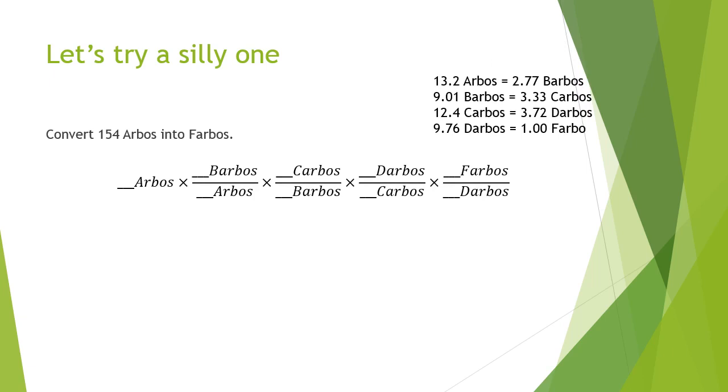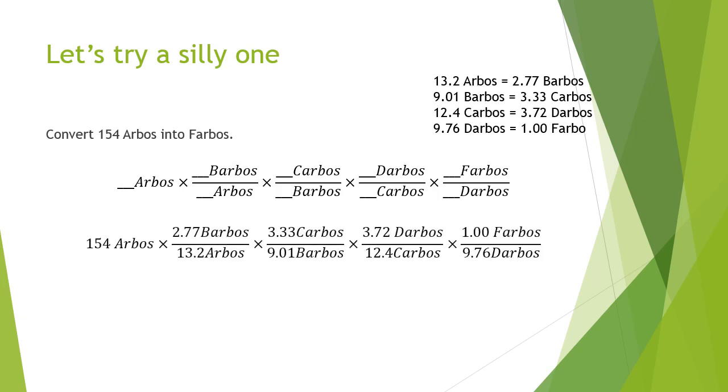So now you can see that in order to get from arbos into farbos, we're going to need to go through barbos, carbos, darbos, and ultimately farbos, right? So now this factor chain allows us to cancel out the arbos, then it allows us to cancel out the barbos, then it allows us to cancel out the carbos, then it allows us to cancel out the darbos, and thus we are left with the farbos.